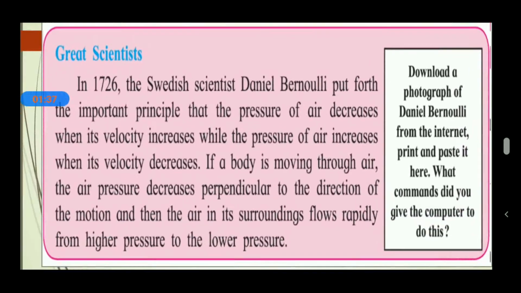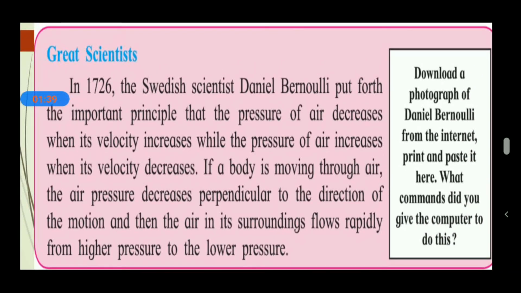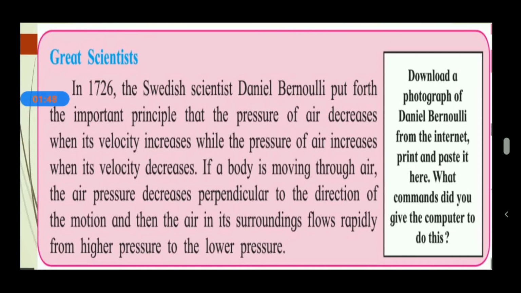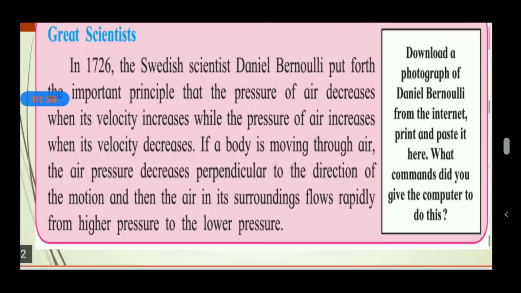Now here in your textbook they kept it blank so that you can download the photograph and paste it here. But rather than pasting it in the textbook, just mention the scientist's name, and under the chapter heading of the third chapter, Properties of Natural Resources, paste this photo in your notebook by writing the scientist's name. And one more thing to remember from this: when the air starts flowing rapidly, it will always flow from the higher pressure to the lower pressure, and the pressure decreases perpendicular to the direction. This we will see with the help of one experiment.